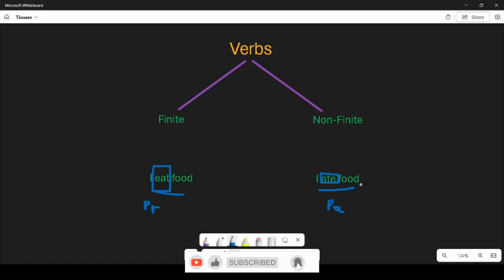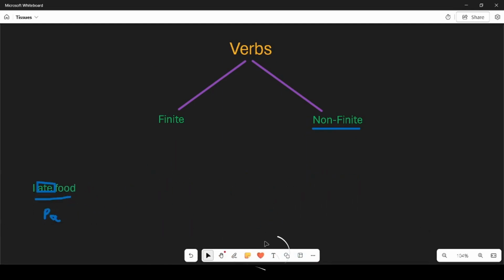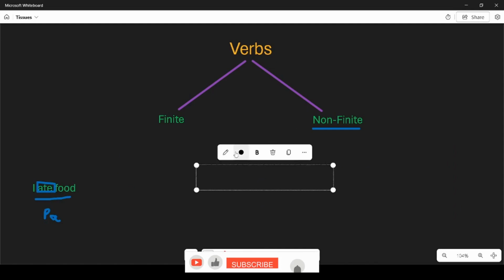So how do we define a non-finite verb? Because this video is mostly about non-finite verbs. If you want a video about finite verbs, comment down below. So how do we define a non-finite verb? We define it as verbs that do not show a distinct change and cannot stand alone as a verb in a sentence is called a non-finite verb.